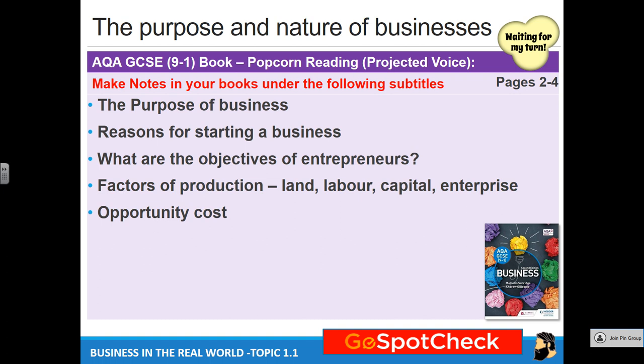So what are the objectives of entrepreneurs? There are many reasons why people want to be an entrepreneur, as I mentioned.